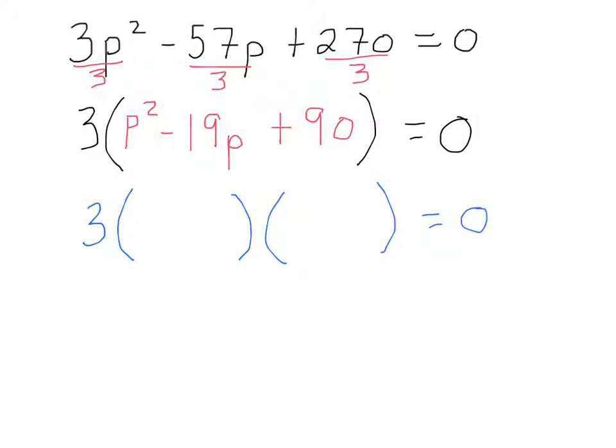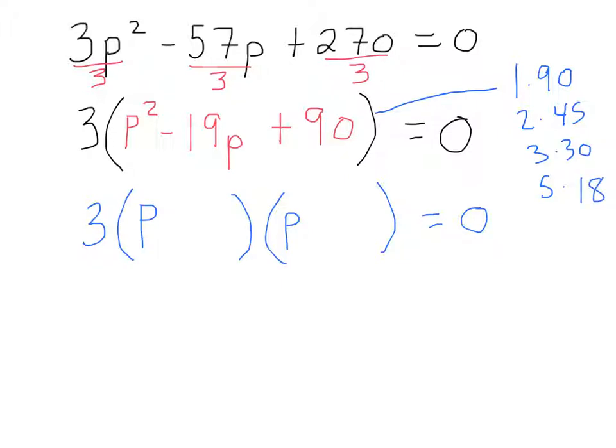And so what times what will give me p squared? P times p. So notice I'm putting p and p in front because p times p is p squared. Now I need to write all my factors of 90. 1 times 90, 2 times 45, 3 times 30. I don't think 4 goes into it, but 5 does. 5 times what? 18. 6 times what? 15. 7 doesn't. 8 doesn't. 9 times 10. 11. 12. What's 12 go into it? 12 doesn't. 13. 14 doesn't. So there's all your factors.